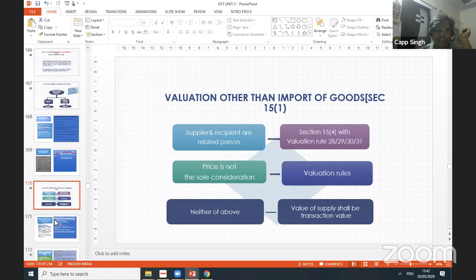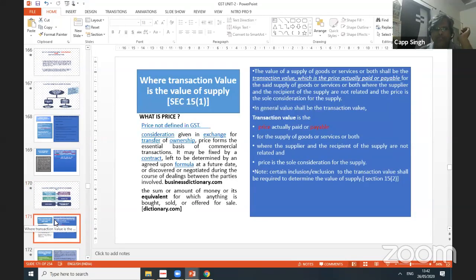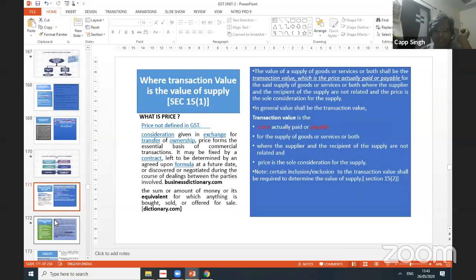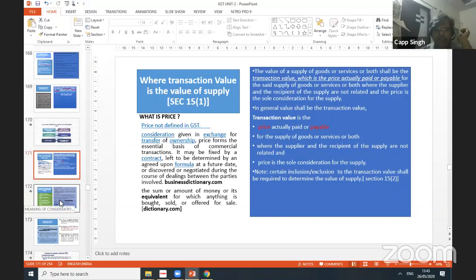I have just discussed 15.1. Now I am proceeding further. The price is not defined, so you have to refer to the dictionary meaning of price, which in the case of a commercial transaction is generally based on the contract. So the contract will determine how much price we have to pay for a particular supply of goods or services. And mind that it is not only money; even the money equivalent shall be considered. So in case of purchase of a new car, suppose I have given my old car and 10 lakh, then the value of supply shall be 10 lakh plus the value of the old car. That must be considered for payment of tax.